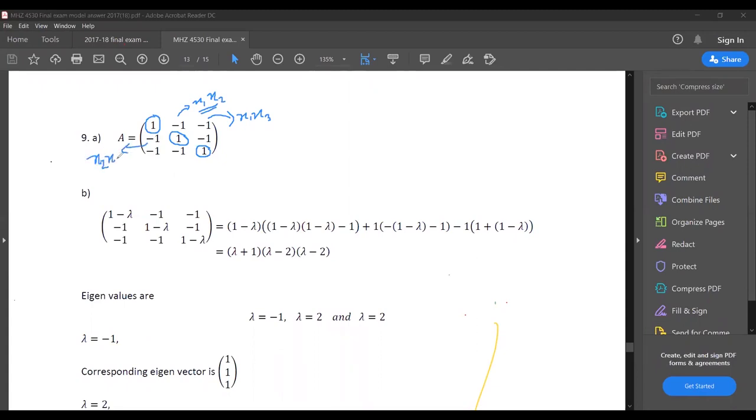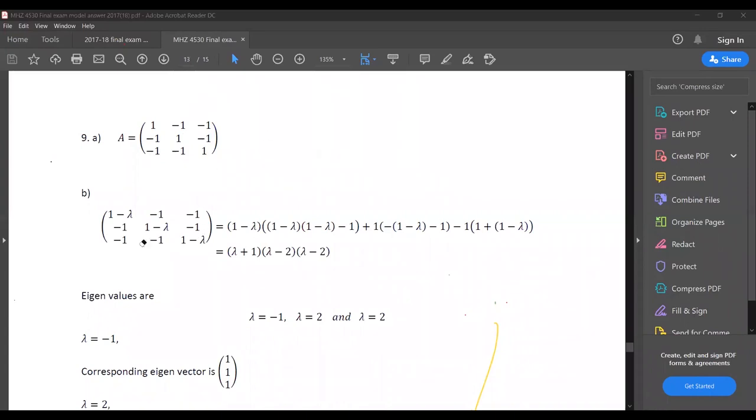Second row, first column, x2, x1. So one portion is for here, another portion is for here, because this is a symmetric matrix, right? So that is the way of changing that one. It's a simple part to change, just substituting. After substituting, they are asking us to find the eigenvalues.